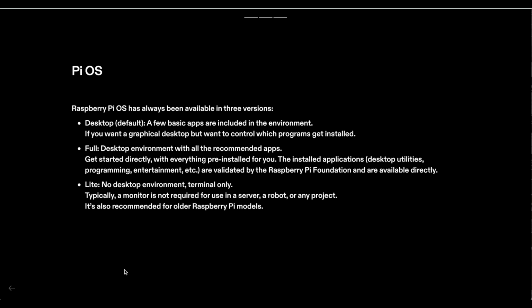Pi OS has three types of versions. First is Desktop, which is the default, and it has the basic apps included for your environment. It also gives you the graphical desktop, which means it's just like a laptop or a PC. Then you have the full desktop environment with all recommended apps.